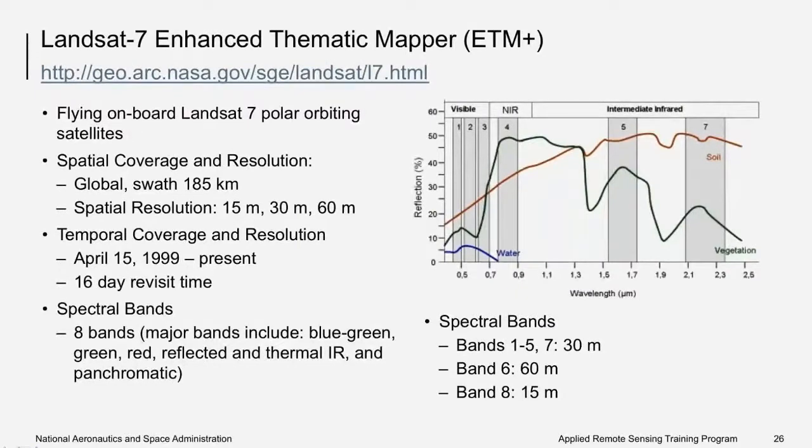The Landsat 7 Enhanced Thematic Mapper launched in 1999 and has remained operational since. It has a 16-day revisit rate. Spectral bands include blue-green, green, red, panchromatic, and reflected and thermal IR.